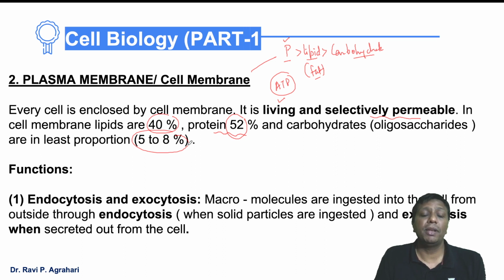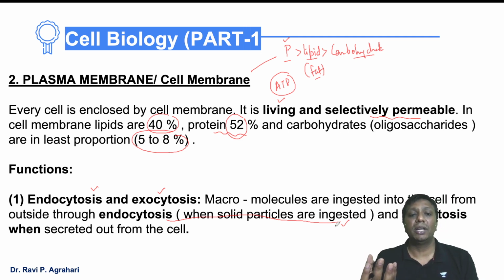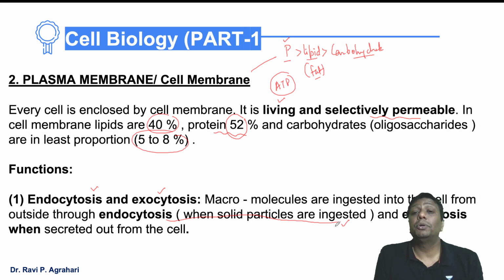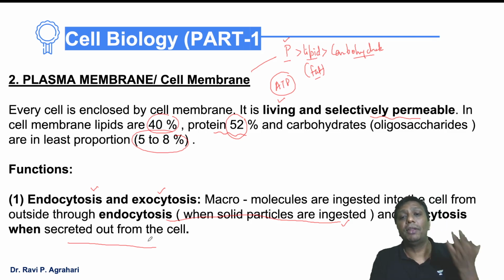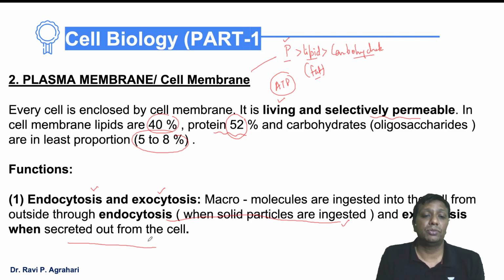The function of the cell membrane is endocytosis and exocytosis. Endocytosis means anything from outside is coming inside the cell membrane, and exocytosis means anything is going outside. Endocytosis is when solid particles are ingested, any food items, if an organism is going to intake them, like Amoeba, like protozoans. Exocytosis is whenever something is secreted out from the cell. Anything from the cell membrane going outside as a secretion is called exocytosis.